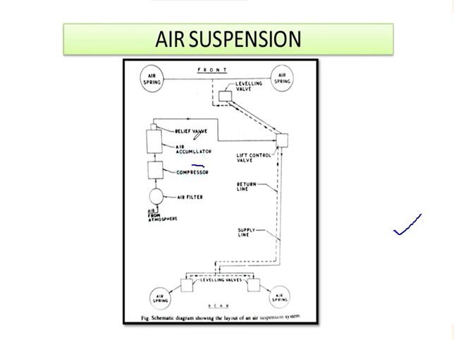This is the air accumulator, safety relief valve, air filter, lift control valve. This one is the return line, this one is the supply line, leveling valves, air spring. This one is also an air spring, leveling valve. There are also 2 air springs. This is the front portion. This high pressure air goes through the lift control valve and leveling valves to the air springs as shown in this figure. The lift control valve is operated manually by means of a handle on the control panel through a cable running from the valve to the handle. This is all about the air suspension system.